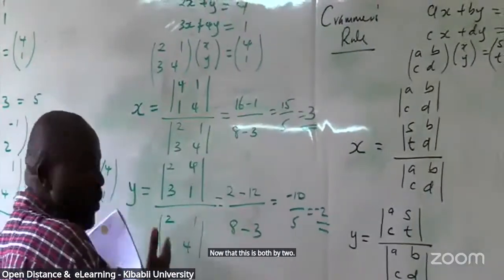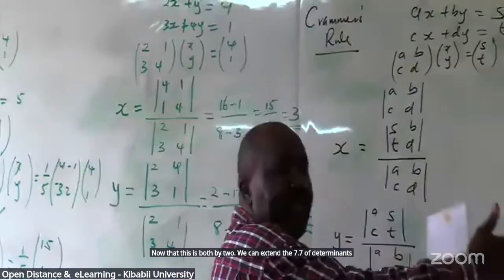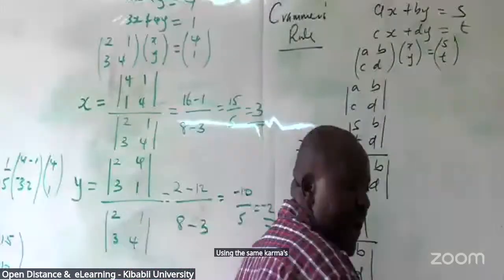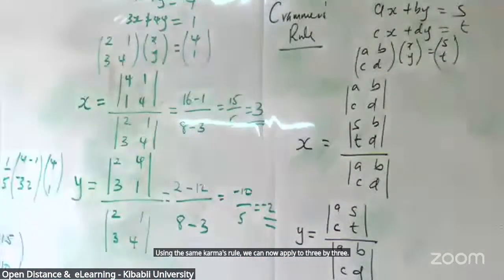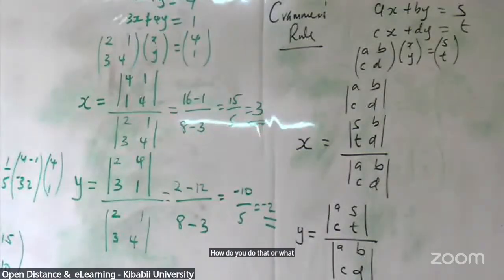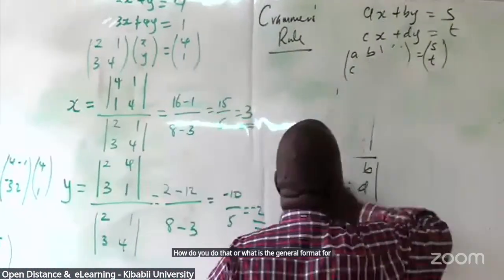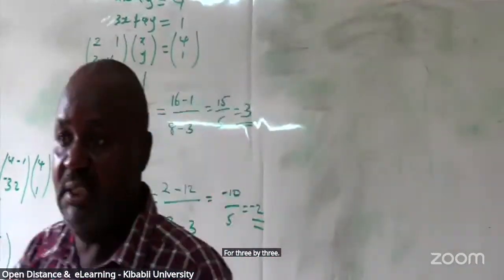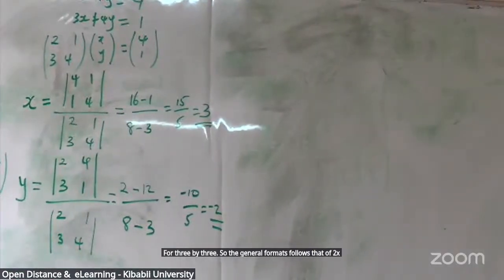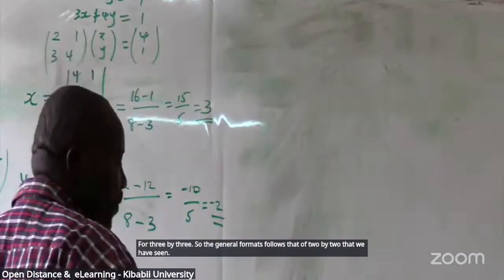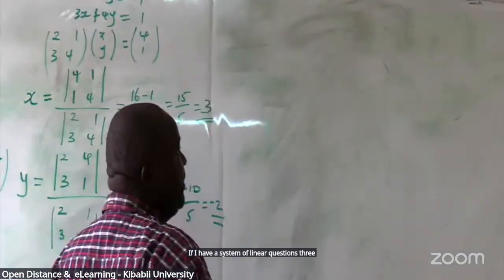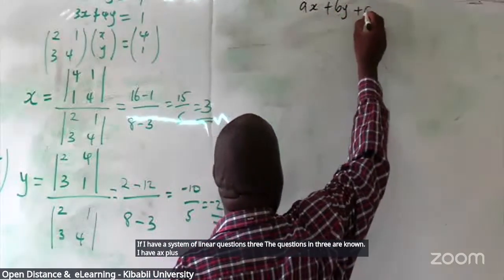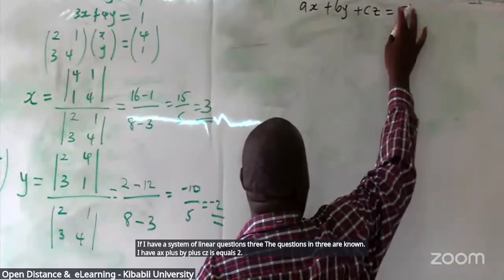We can extend the same concept of determinants to 3 by 3. Using the same Cramer's rule, we can now apply it to 3 by 3. How do we do that? Or what is the general format for Cramer's rule for 3 by 3? The general format follows that of 2 by 2 that we have seen. If I have a system of linear equations, 3 equations in 3 unknowns, I have ax plus by plus cz is equals to r.